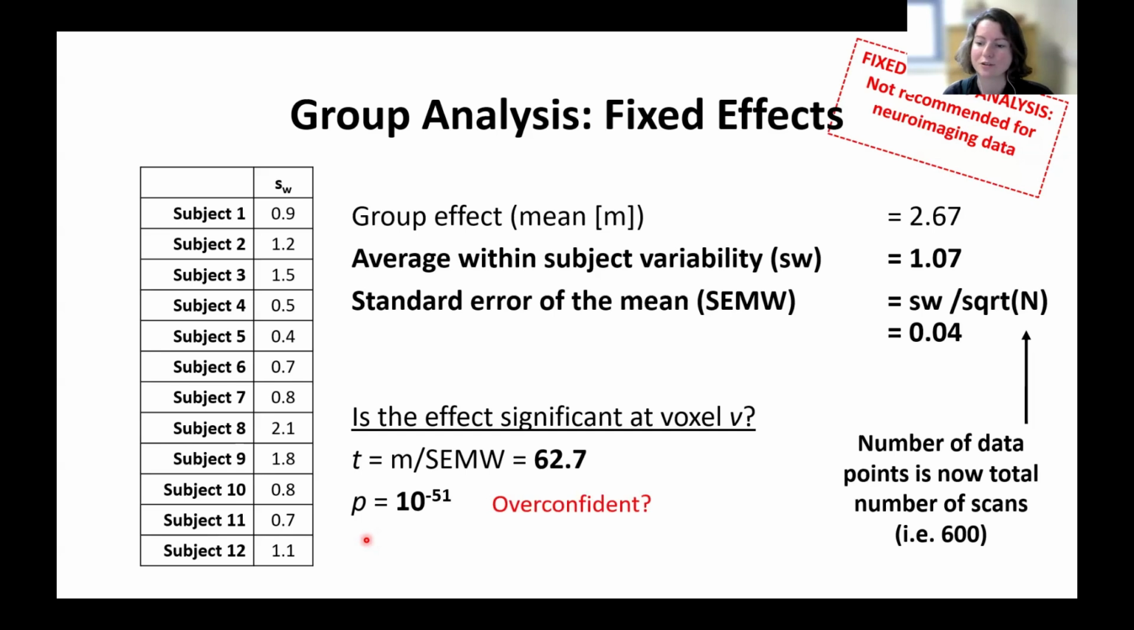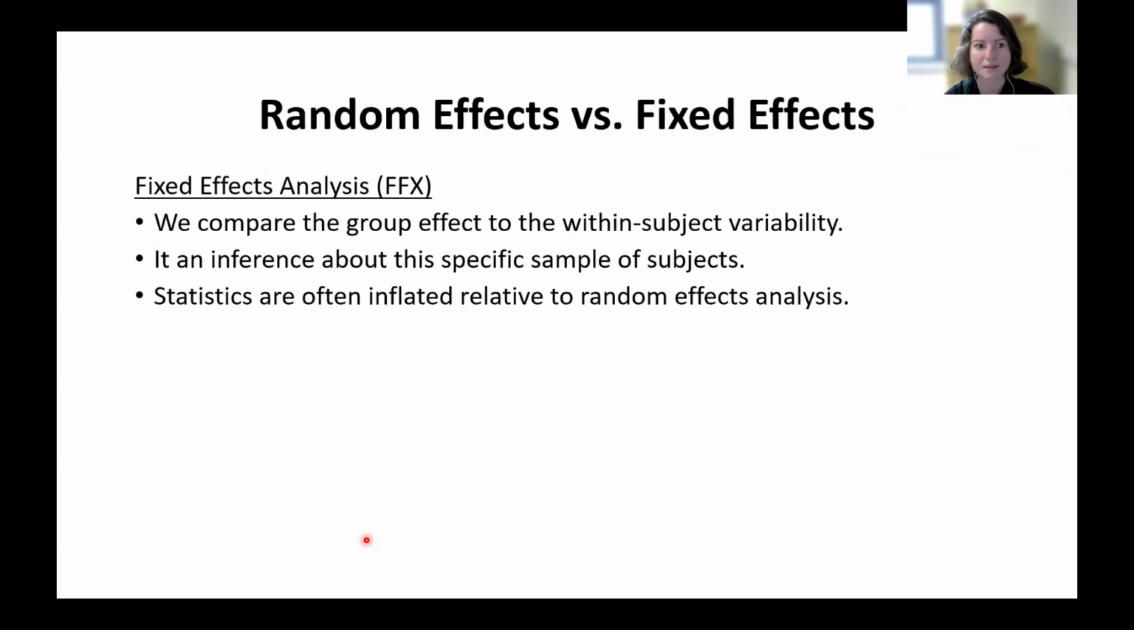However, this p-value is overconfident because due to the treating of every scan as an individual data point, our standard error becomes very small, which means that we could have a tiny, tiny effect represented by a small mean, which could still be very significant just because of this. And therefore it is not recommended to use this type of analysis.